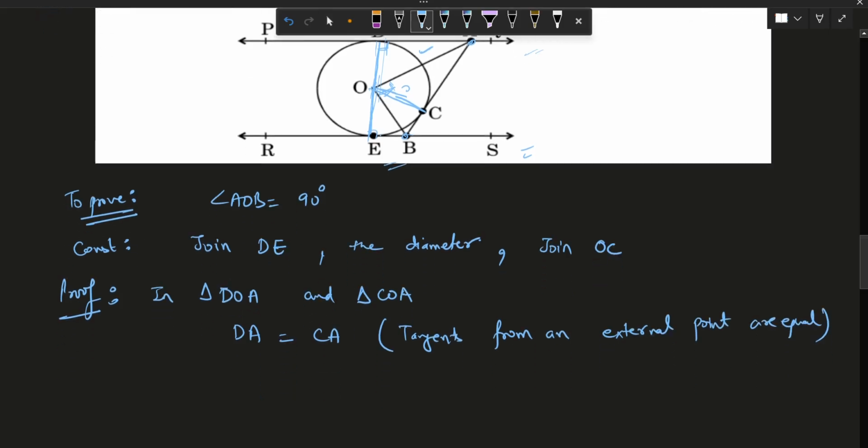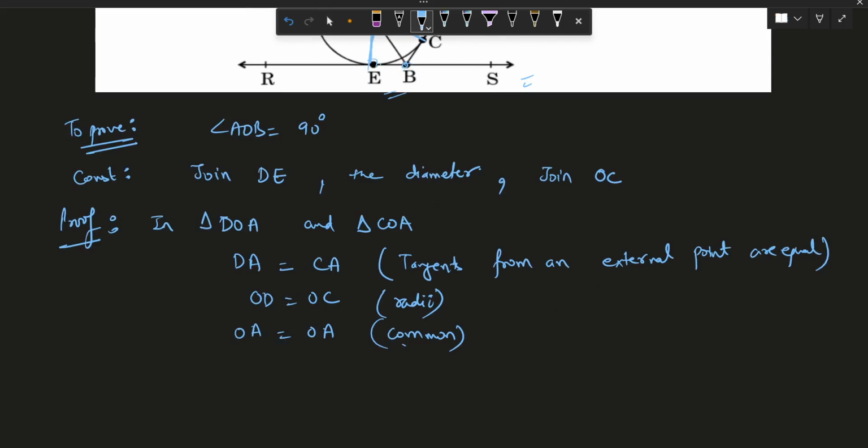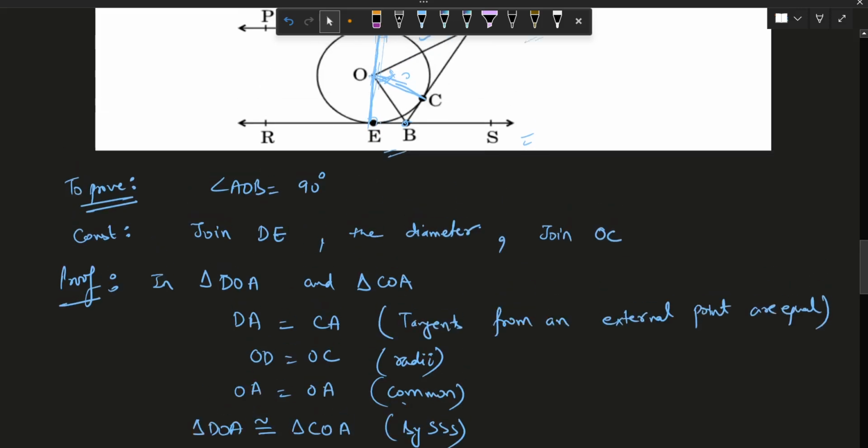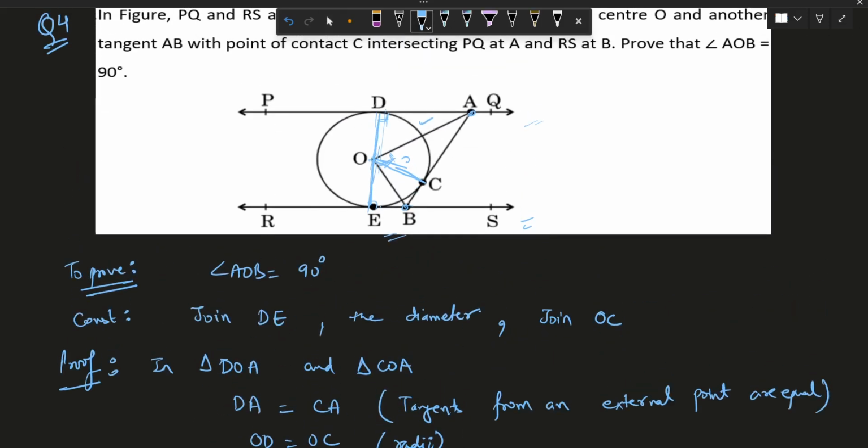Then OD equals to OC. That's the radii of the circle. Okay, then OA equals to OA. That is what? Common. So what will you get from here? You will get that triangle DOA is congruent to triangle COA. Sorry, not similar. Congruent by what? By SSS. Okay. Now, as the triangles are congruent, so can I say that these two angles, this is equals to angle this by CPCT. Okay. Angle this is also equal here by CPCT, but I don't need these.